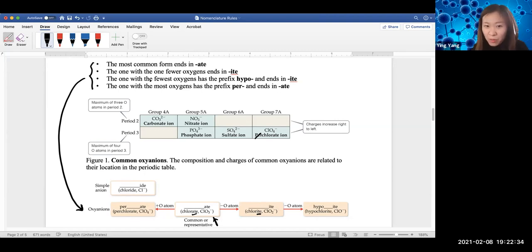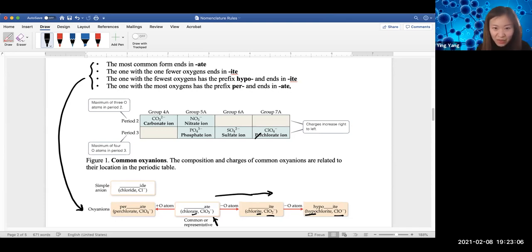Rule number 3, the one with the fewest oxygens has a prefix hypo and ends in ITE. Basically, you keep going to the right side of this chart, right? And then one fewer oxygen from ClO2 to ClO, and then we keep the ending ITE and add a prefix hypo, so hypochlorite.